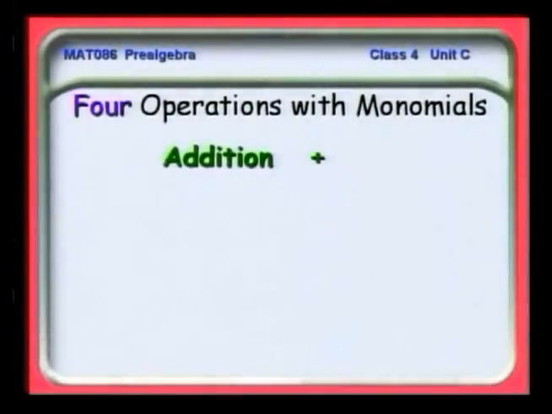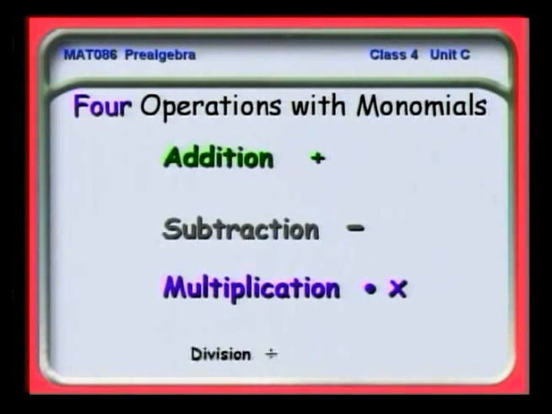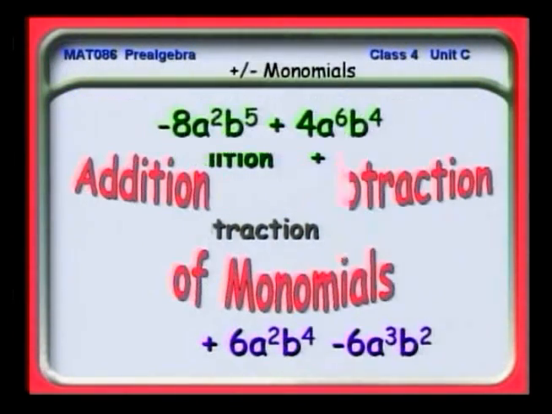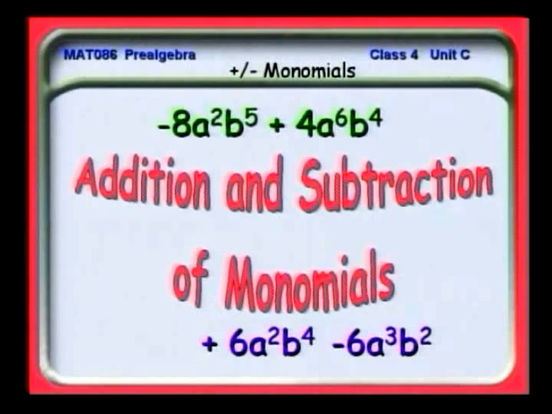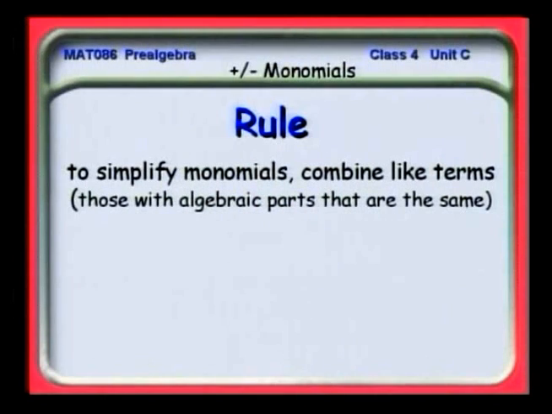To start with, we have the four basic operations on monomials: addition, subtraction, multiplication, and division. We'll look at the first three of them in this unit. First, we'll review addition and subtraction of monomials. We've already discussed this a bit. What are the rules?